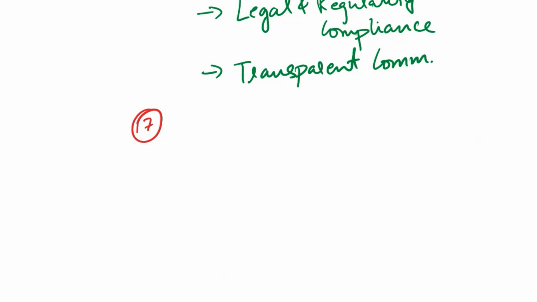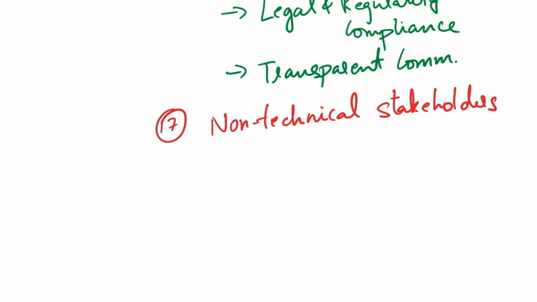How do you communicate technical findings and audit results to non-technical stakeholders, including senior management, in a clear and understandable manner?